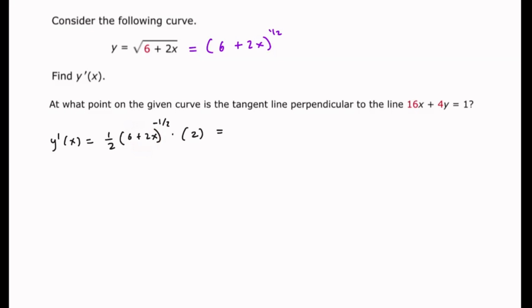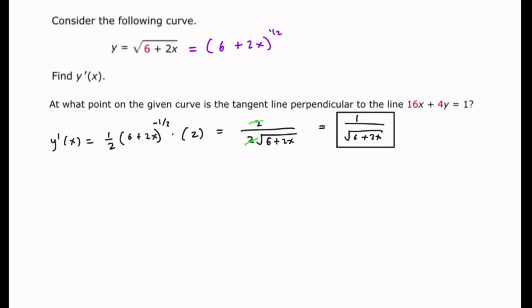Now we simplify. So this is simply 2 over 2 times, changing the square root form, it is square root of 6 plus 2x. And then here we can cancel out the 2 and the 2. So our derivative is simply 1 over the square root of 6 plus 2x. All right, so that is the answer to the first part of this question.